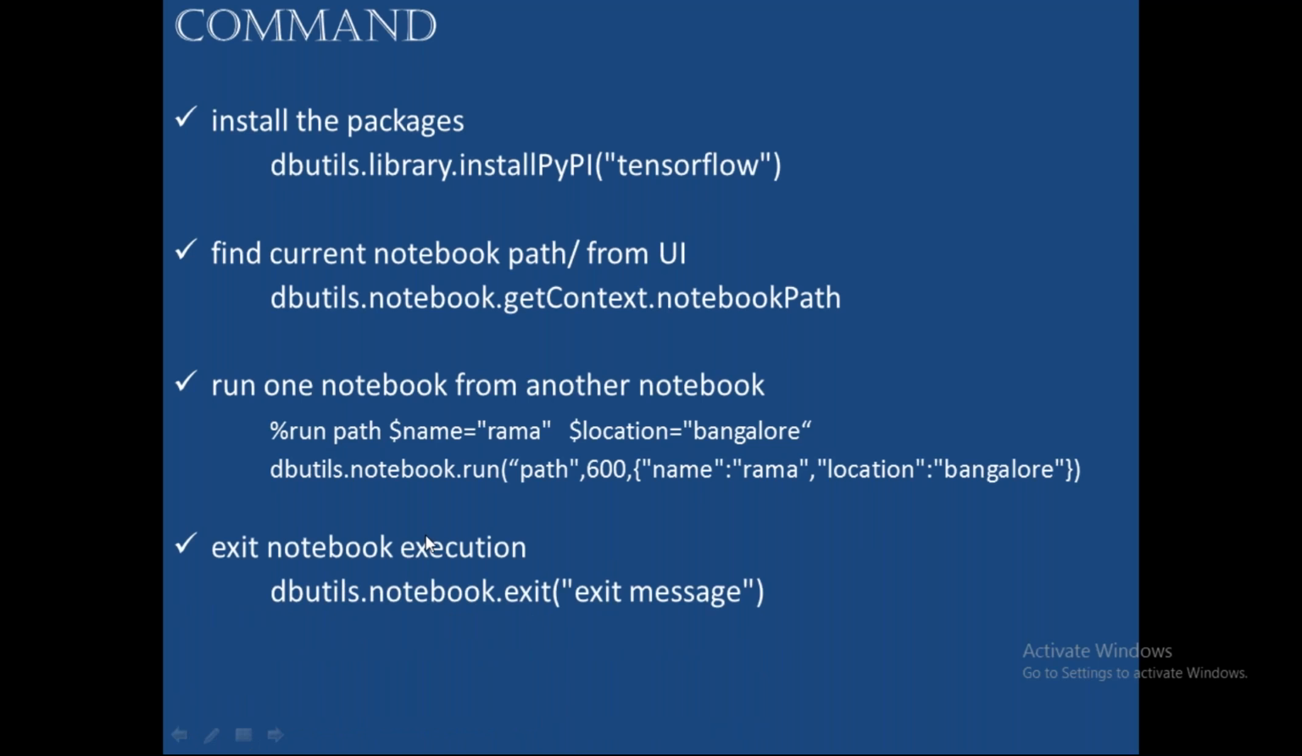In the same way, exit notebook execution. Before you exit, maybe data is not available and you want to stop the execution, then you can use dbutils.notebook.exit with an exit message. This exit message is exactly a return value. It will display whatever message you have given before it stops the execution. Maybe you can say, okay, there is no data, stopping the execution. You can write something here and it will return.